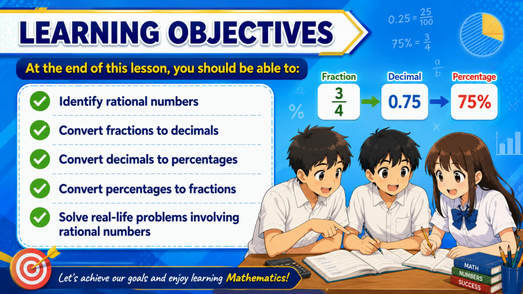Today's lesson has 5 learning objectives. You will identify rational numbers and express them as fractions, decimals, or percentages. These skills are useful in shopping, banking, sports, science, and everyday life.